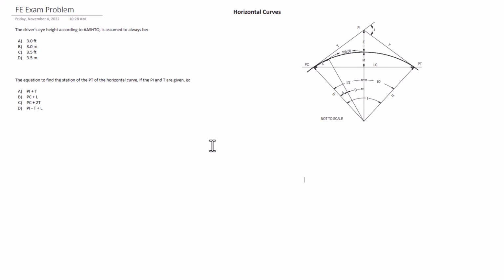So this problem, again, the driver's eye height, according to AASHTO, is assumed to always be. Let's narrow this down for a second here. So our answers are 3 feet, 3 meters, 3.5 feet, or 3.5 meters. Okay. Let's think about the driver's height for a second. So you're sitting in a car, right? So you're sitting down, and what is most likely going to be the height of your eyesight?